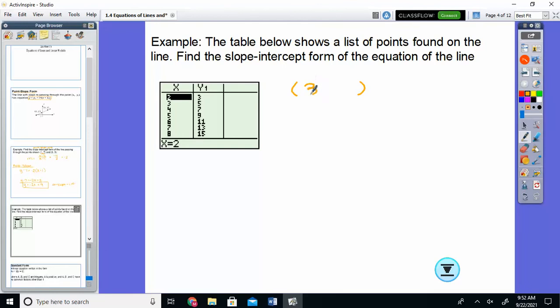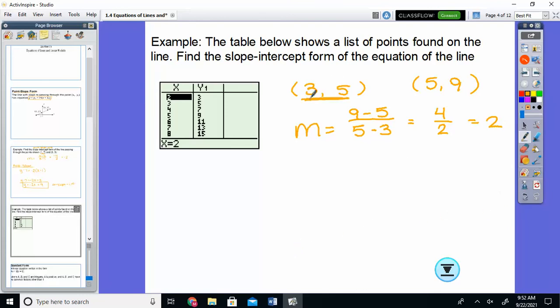Give me one of them. 3, 5, and I heard 5, 9. There's 2 points. What do I need to do with those? Find the slope. Okay. Slope is y sub 2 minus y sub 1 over x sub 2 minus x sub 1. So I get 4 divided by 2, which is 2.